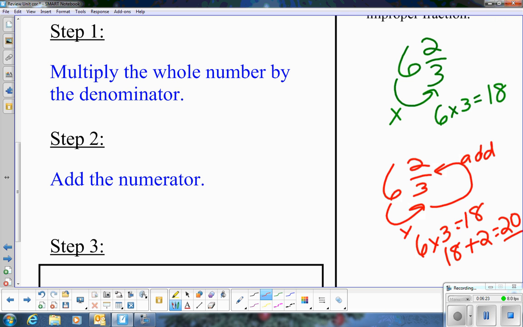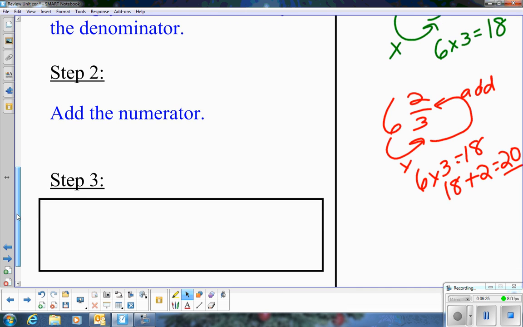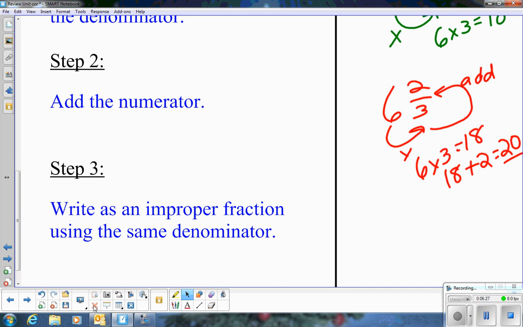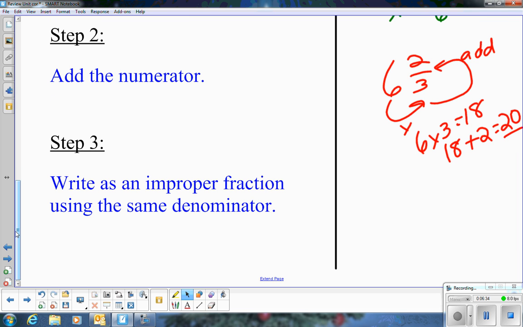Okay? Make sense? Then the last step is going to be to write it as an improper fraction using the same denominator. So I'm going to take that 20, that number that I got, and that's going to be my numerator because I have 20 pieces, right? Out of, or over 3, because each one is divided into 3. So I have 20 thirds, because each piece is a third of a pizza. There's 20 thirds.